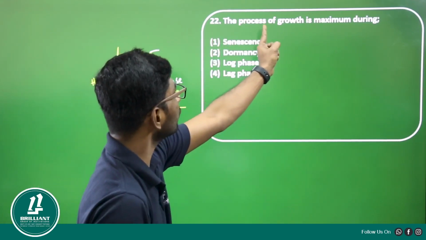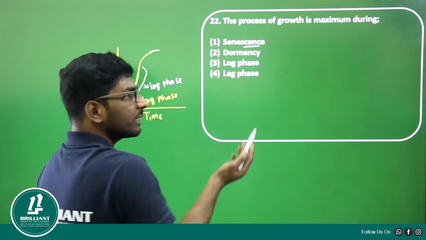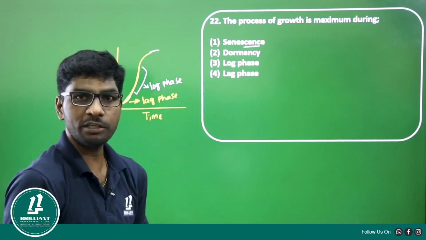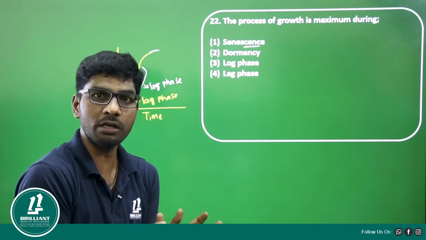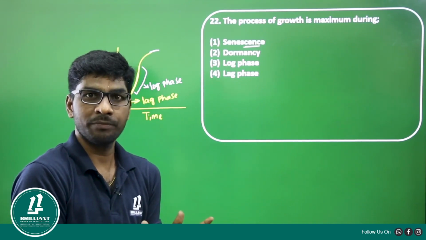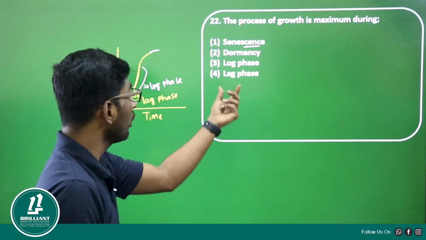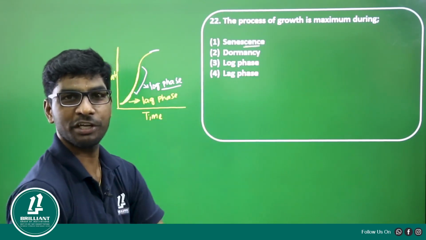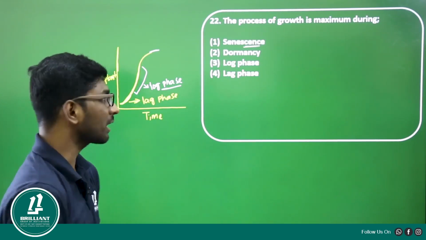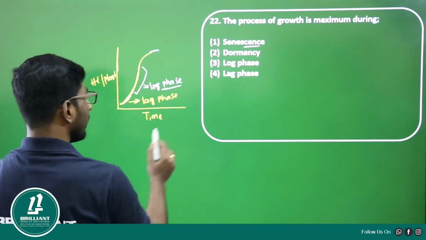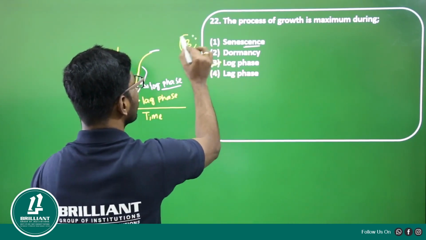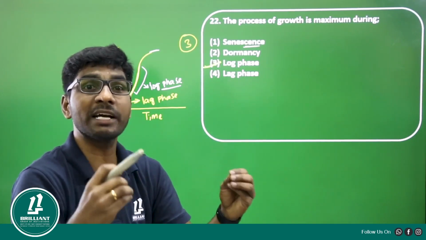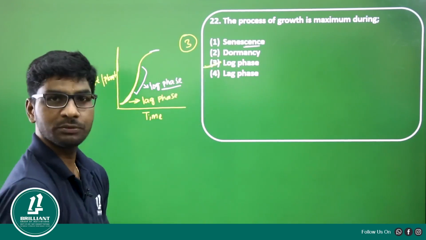What are they asking? The process of growth is maximum. Senescence means death, so there is no maximum growth. Dormancy means all metabolic processes are completely inactive, so there is no growth in dormancy either. The log phase is the exponential phase, where the growth is maximum in geometric growth. So the correct answer to this question is 3. Question number 22, answer is 3.